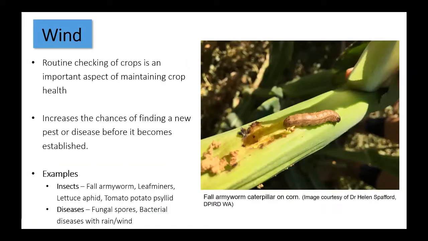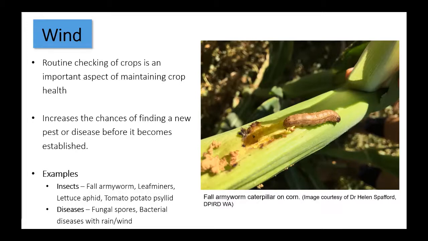All right, so we'll move on to the last pathway, which is wind. And you might be thinking, how on earth can I control this when it's a natural pathway? Good news is you can, through routine crop monitoring, which gives you the best chance at catching a new pest or disease early before it becomes established. By increasing your chances of detecting a new pest or disease through crop monitoring, it's going to allow you to manage the pathway. A really good example here is fall armyworm. It is a good flyer, but its spread can be extended by traveling on wind currents.